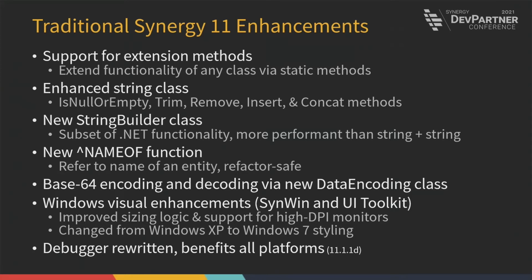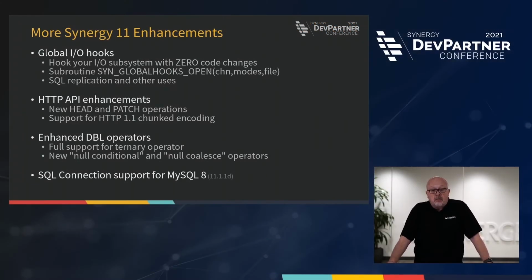More Synergy 11 enhancements, some other things that we've introduced. We added something called global I/O hooks. We've had I/O hook support for some time. An I/O hook is something that allows you to, for example, on a channel to a data file, say, if a new record is created in this file, run this code, that kind of thing. It's heavily used in things like our SQL replication code, for example. It's a way of trapping whatever happens in ISAM, let's make it happen in the relational database.